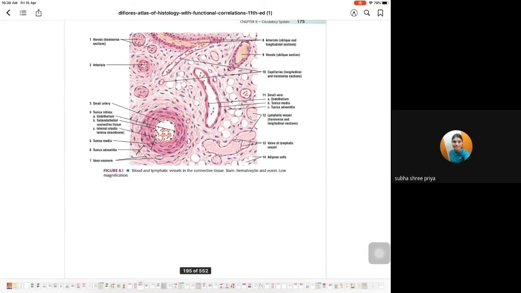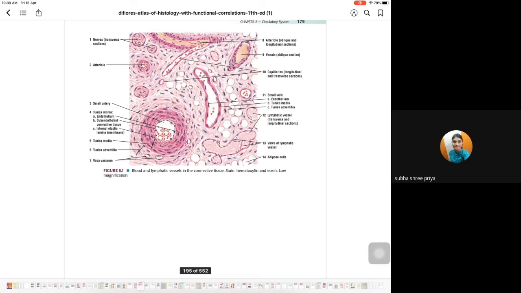Figure 8.1, blood and lymphatic vessels in the connective tissue. Stain hematoxylin and eosin, low magnification. We are seeing nerves in transverse section, arterioles, small artery, tunica intima, which has endothelium, subendothelial connective tissue, internal elastic lamina, and then outer tunica media and tunica adventitia, surrounded by vasa vasorum. Super. And then we are having an arteriole in oblique and longitudinal sections, venules in oblique section. We are seeing capillaries in longitudinal and transverse section.